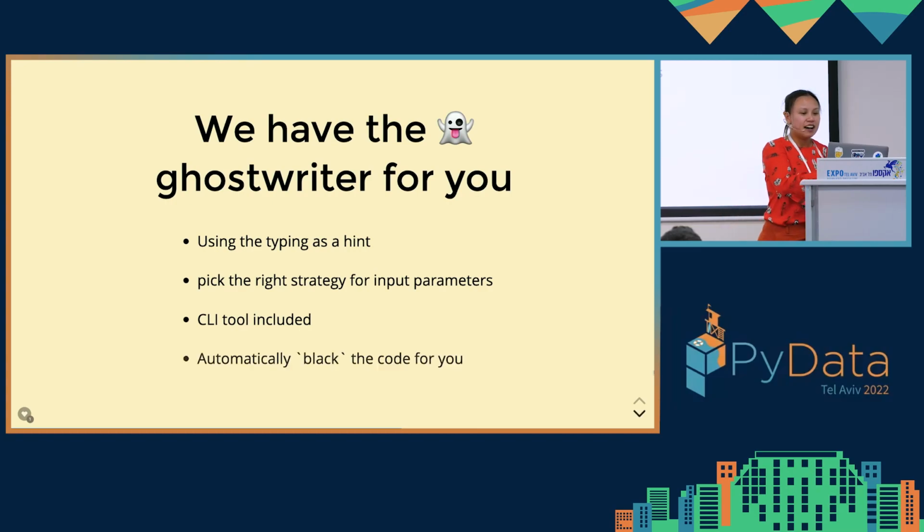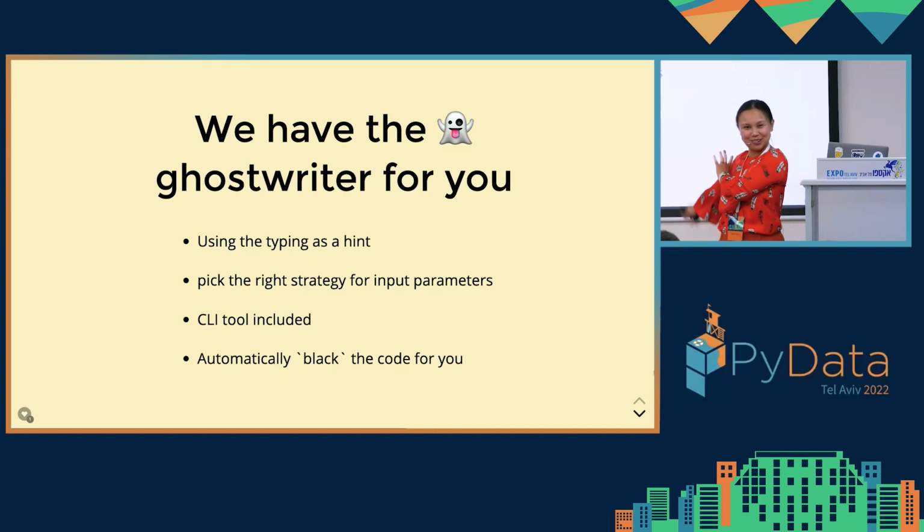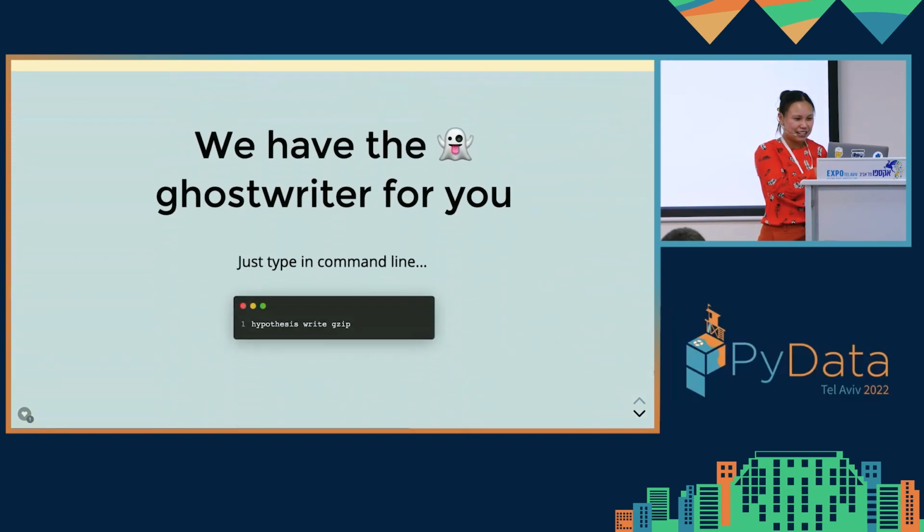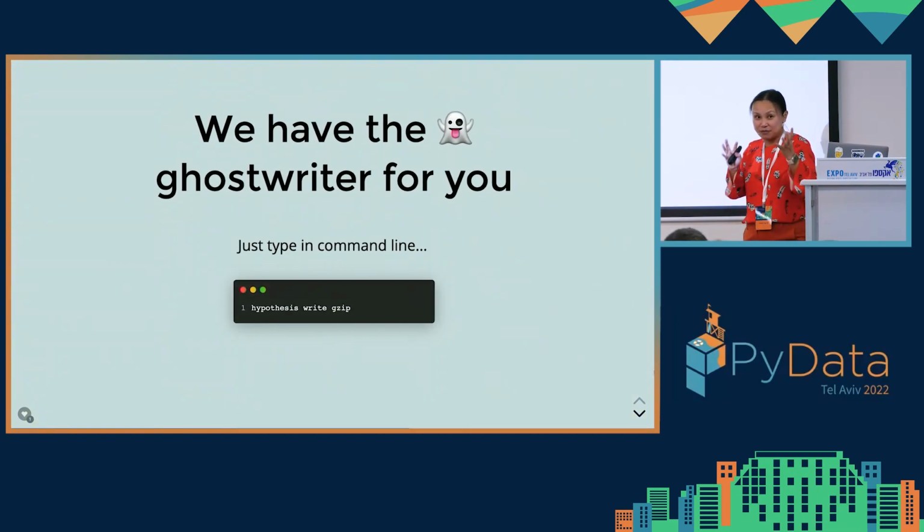That's it. Also, for example, like me, I'm lazy, but I'm messy. So I love Black, which is a formatting tool that makes my code very tidy for me. And Ghostwriter knows that as well. So when you use Hypothesis and generate the test, nobody knows that it's not written by you, because you're also using Black to format it, so it stays the same style, which is really, really good.